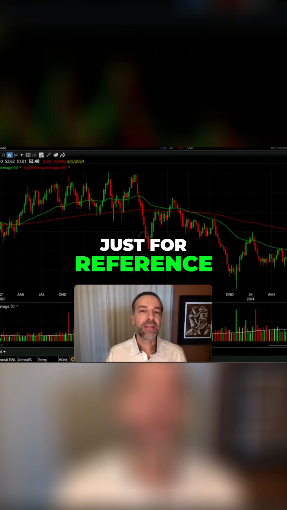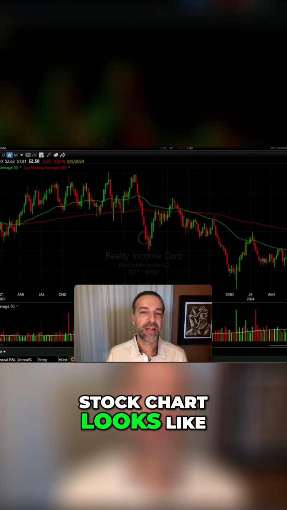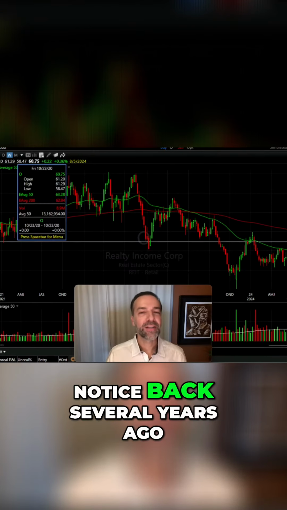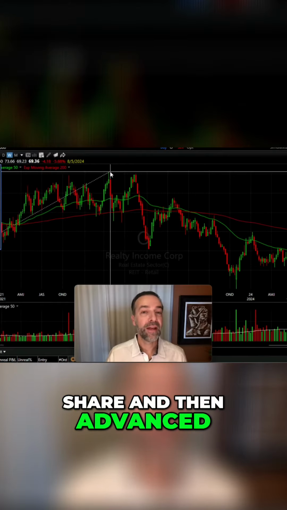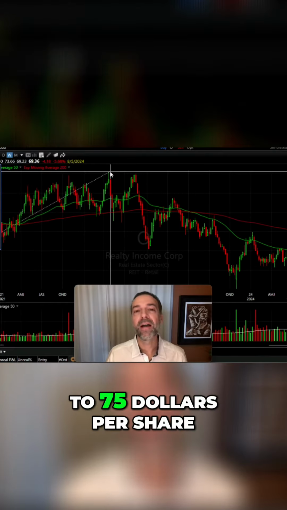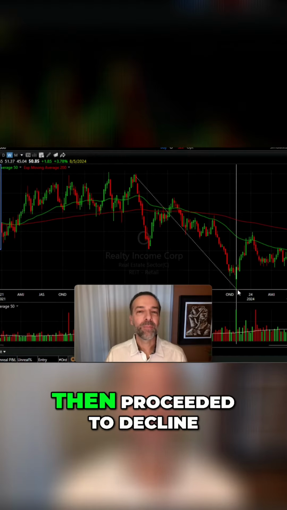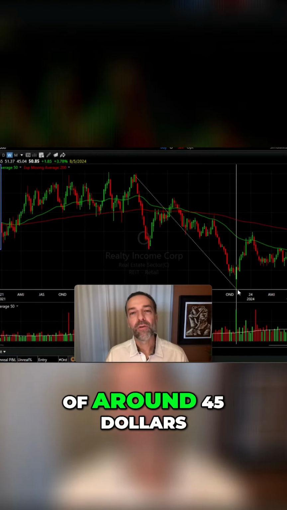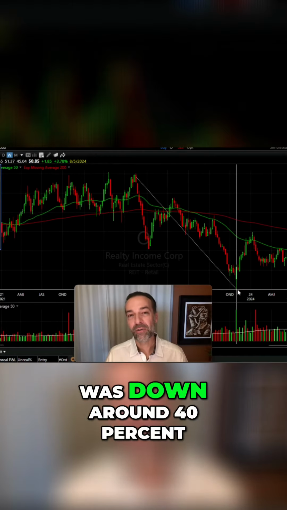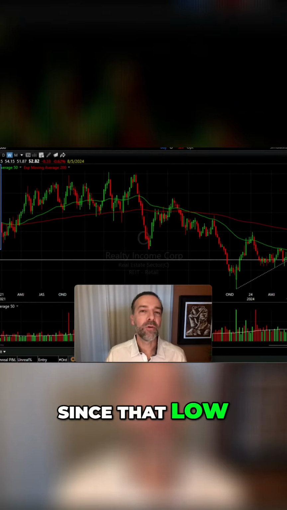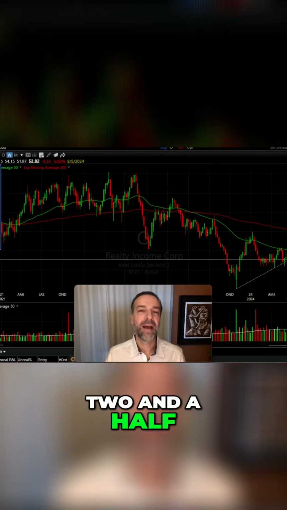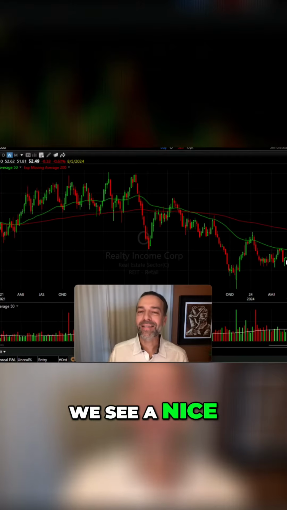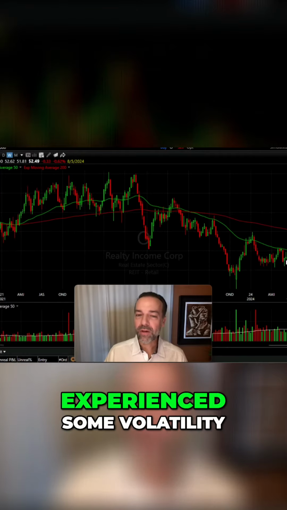Just for reference, this is what the stock chart looks like during that time frame. Notice back several years ago, it was finding support around $57 per share. It then advanced around 30% up to $75 per share. From that point, it then proceeded to decline and reach a low of around $45 per share when it was down around 40%. Since that low, it's rebounded and is now trading up about 17%, and it's around $52.50 per share.